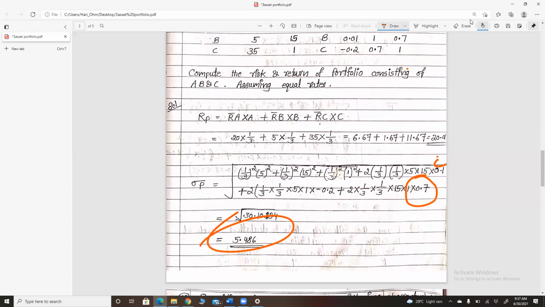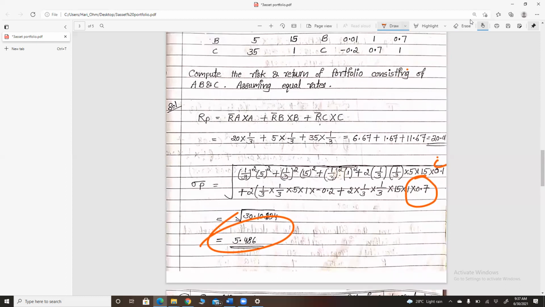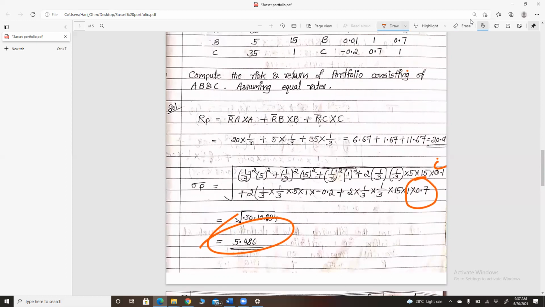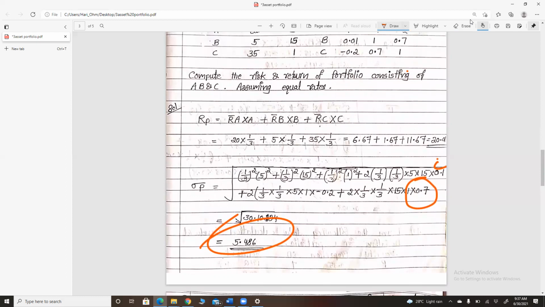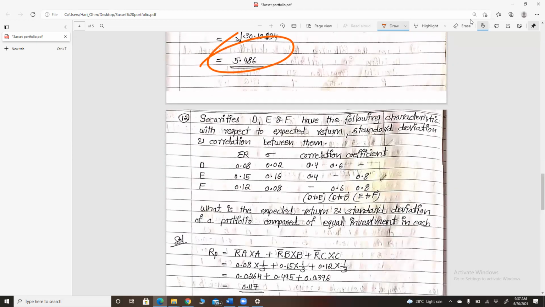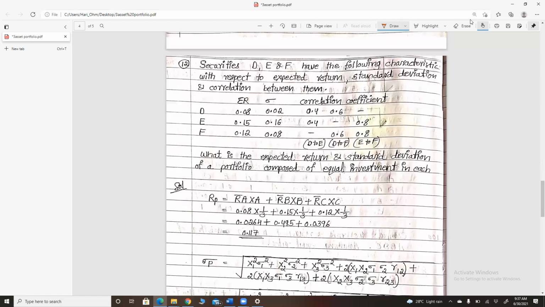In the last problem, you calculated expected return, then you calculated return of the portfolio, then you calculated portfolio risk. In this particular question, expected return is given in the question. So for that, you need not calculate expected return. You have to calculate portfolio return and portfolio risk. Then let's see the next question.